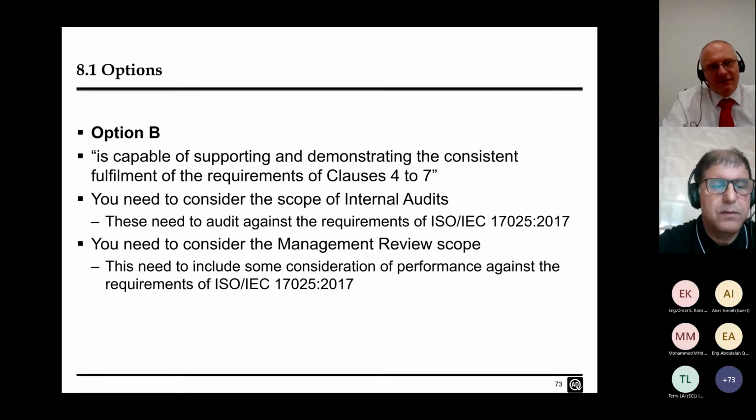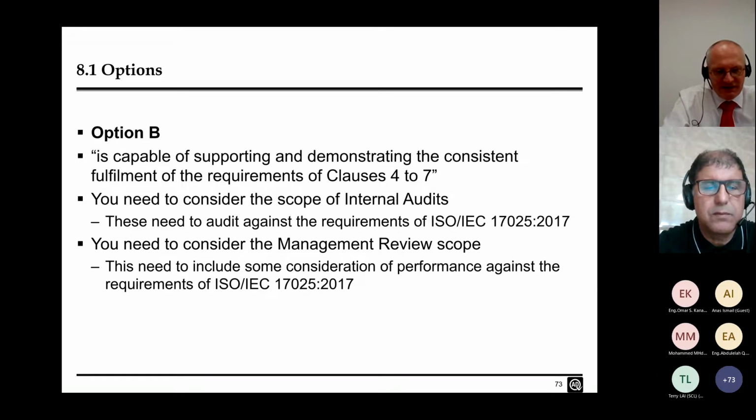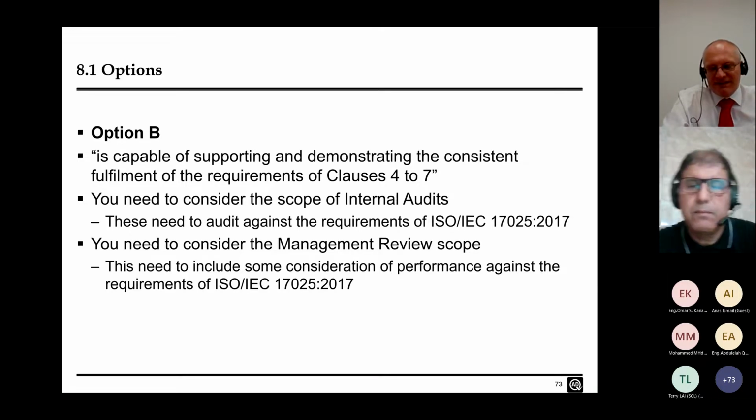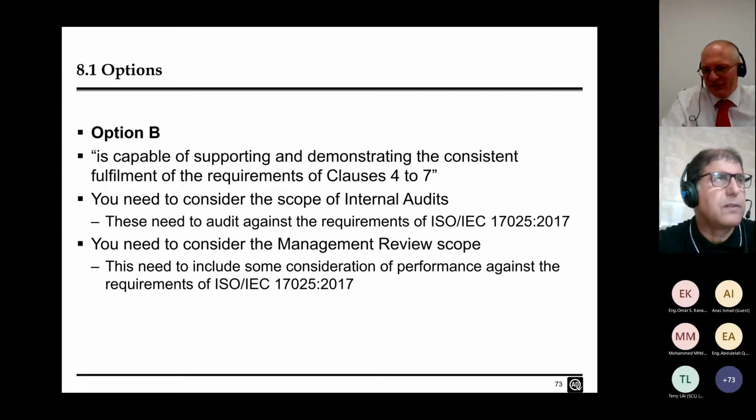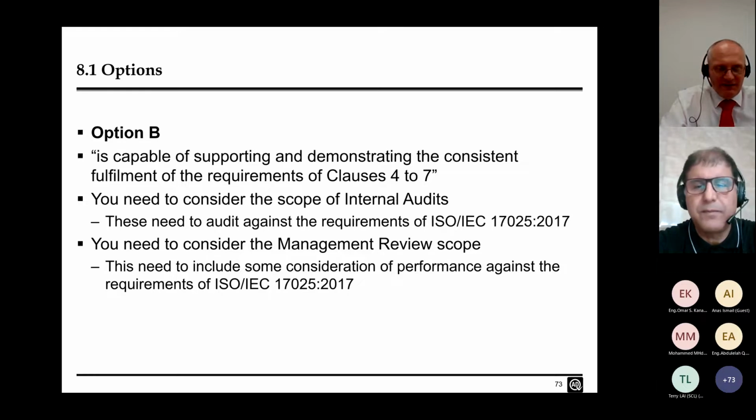9001 management review can be a little bit of a coffee drinking session for senior management, whereas 17025 management review is a fairly intense day or so of reviewing data. So you need to make sure that somewhere in your 9001 management review, there is some consideration of the performance against the requirements of 17025. And I think if you read between the lines, what we're talking about is somebody providing a report on a more detailed review that's probably been done within the laboratory.